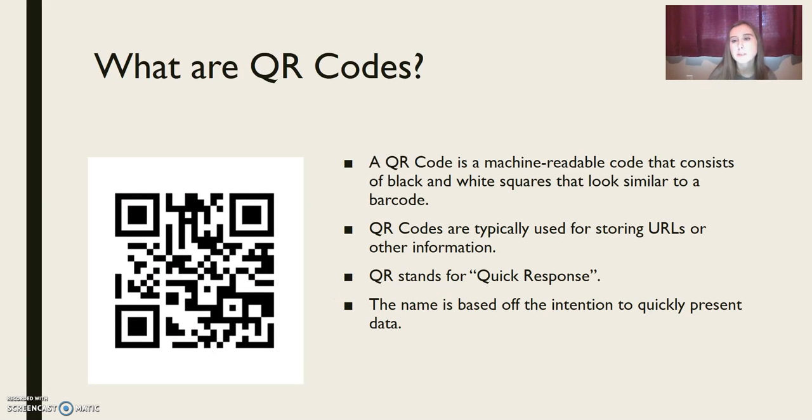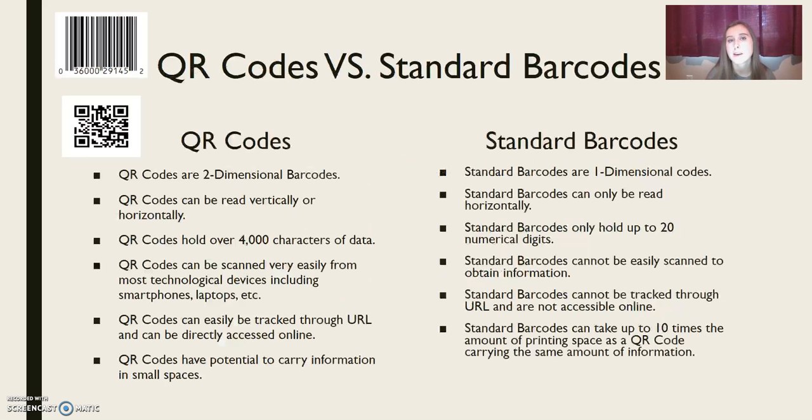A QR code is a machine-readable code that consists of black and white squares that look similar to a barcode. QR codes are typically used for storing URLs or other information. QR stands for Quick Response, but you will never hear QR codes be referred to as Quick Response codes. They are only referred to as QR codes. And obviously, the name is based off the intention to quickly present data.